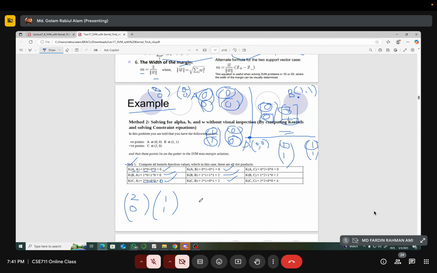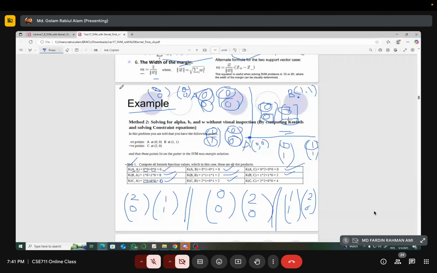And AC, A is 0, 0. And what about the C? C is 2, 0. So 0 times 2 is 0, 0 times 0 plus 0 times 0 is 0. So that is 0. And BC, B is 1, 1 and C is 2, 0. So it is 2. There is a 2. And how about C and C? C is our 2, 0 and 2, 0.